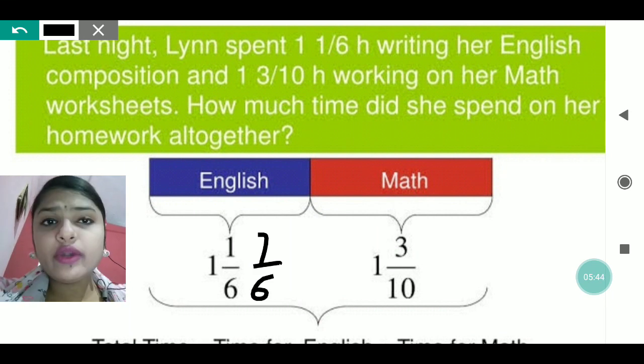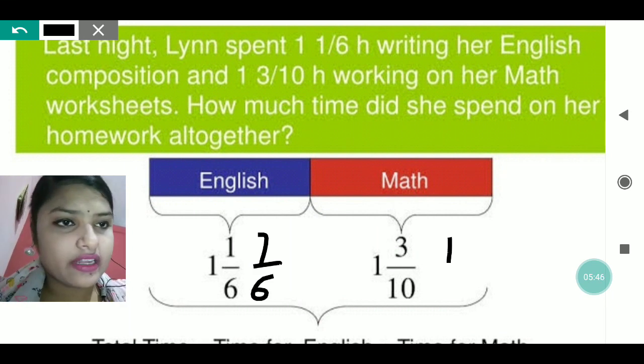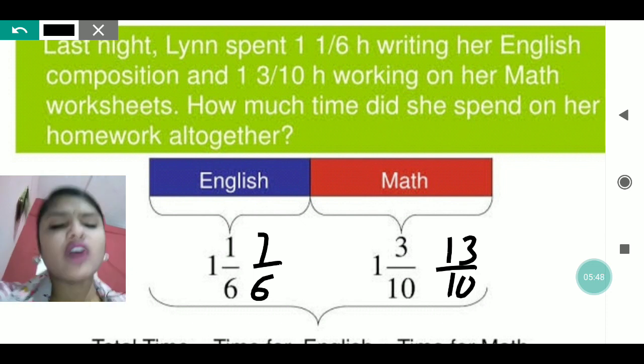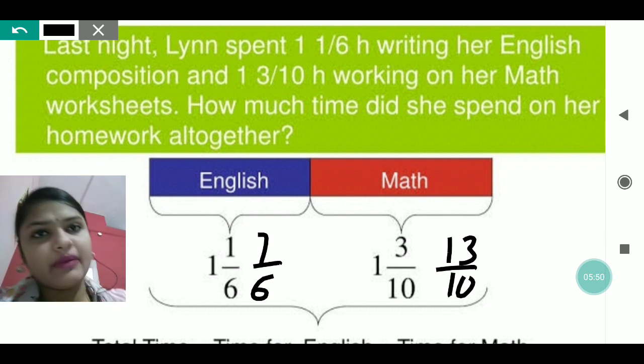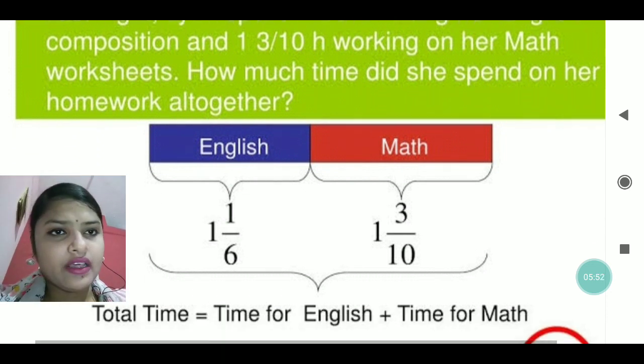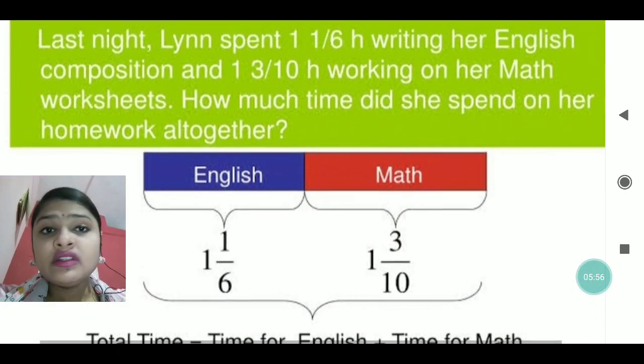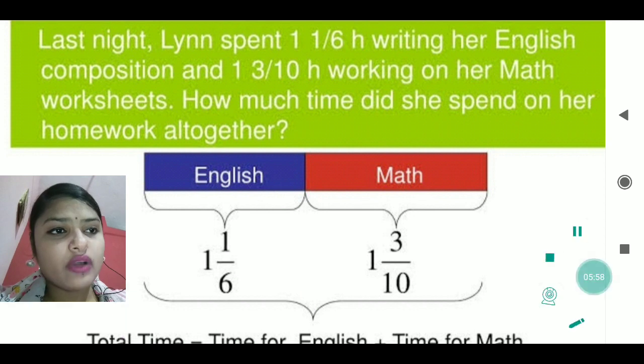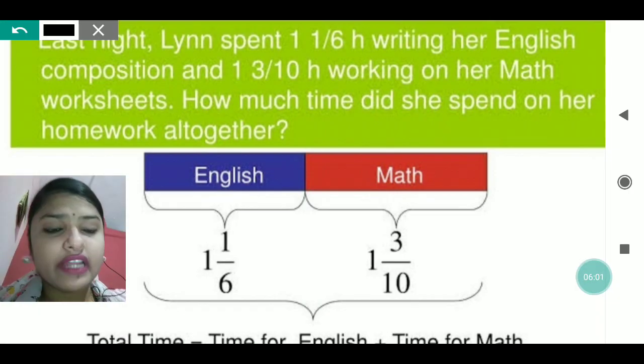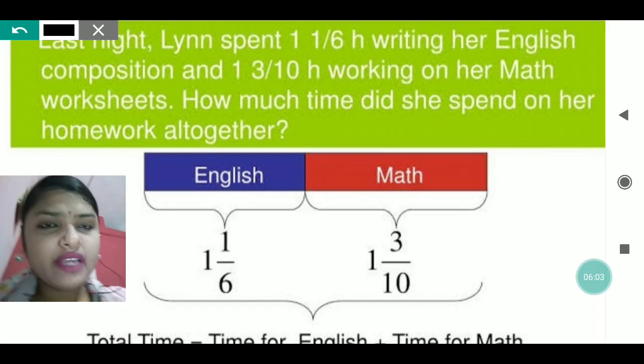7/6. 1 into 10 is 10 plus 3, 13/10. What you have got? 7/6 and 13/10. Now just move on. This much we have done. Okay, now the statement will go like this. Just see. I forgot to tell you the statement. The statement will be like this.